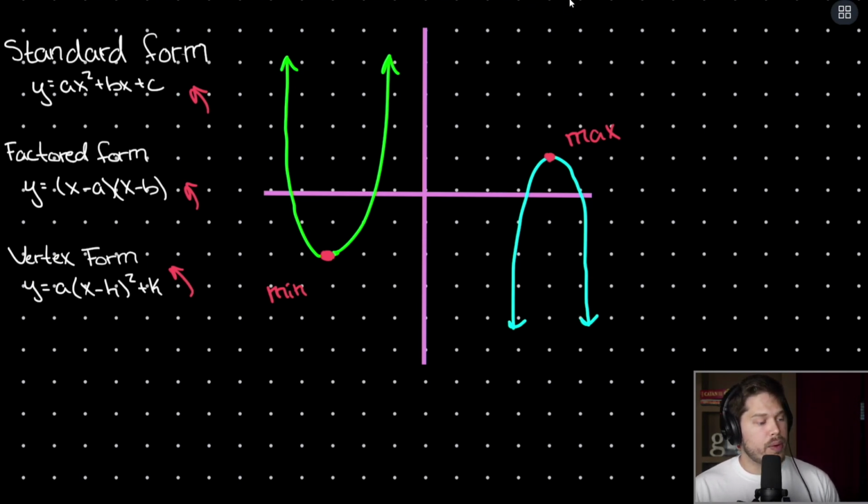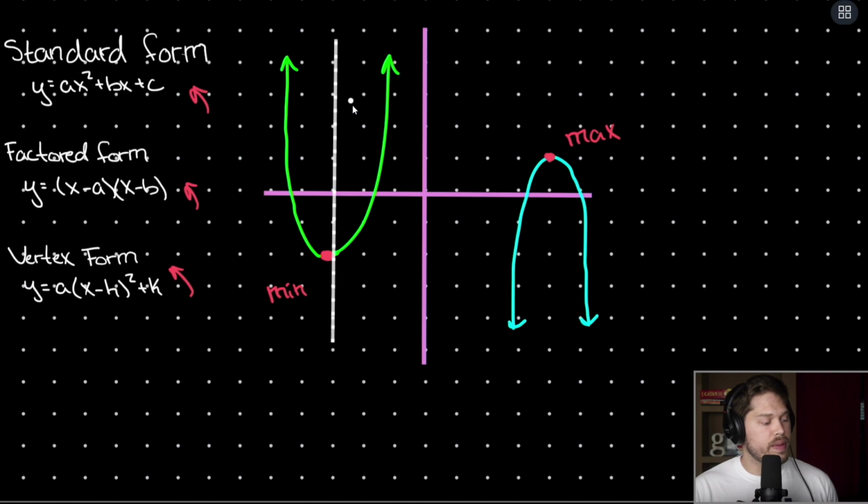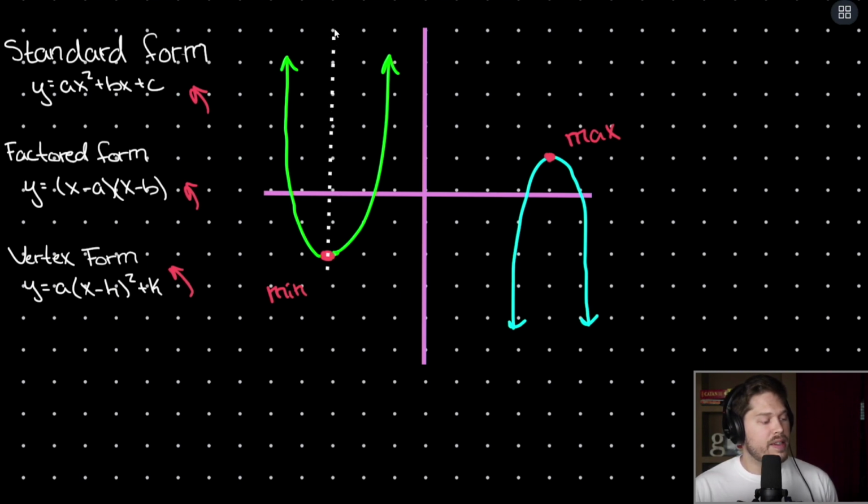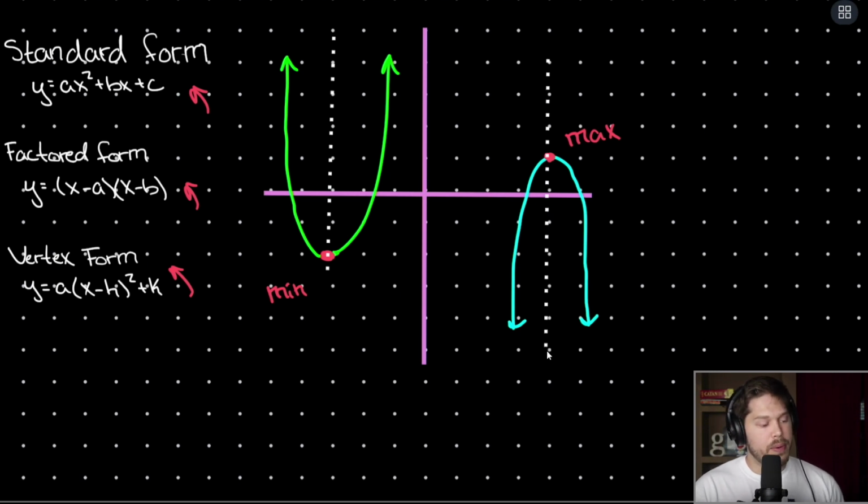I also would like to point out that your vertex falls on your axis of symmetry. Here, let me line up this dotted line a little bit better. If we fold our parabola over this dotted line, it will match up perfectly. And the x-coordinate for your vertex is also your axis of symmetry. You can see that in both of these parabolas here.